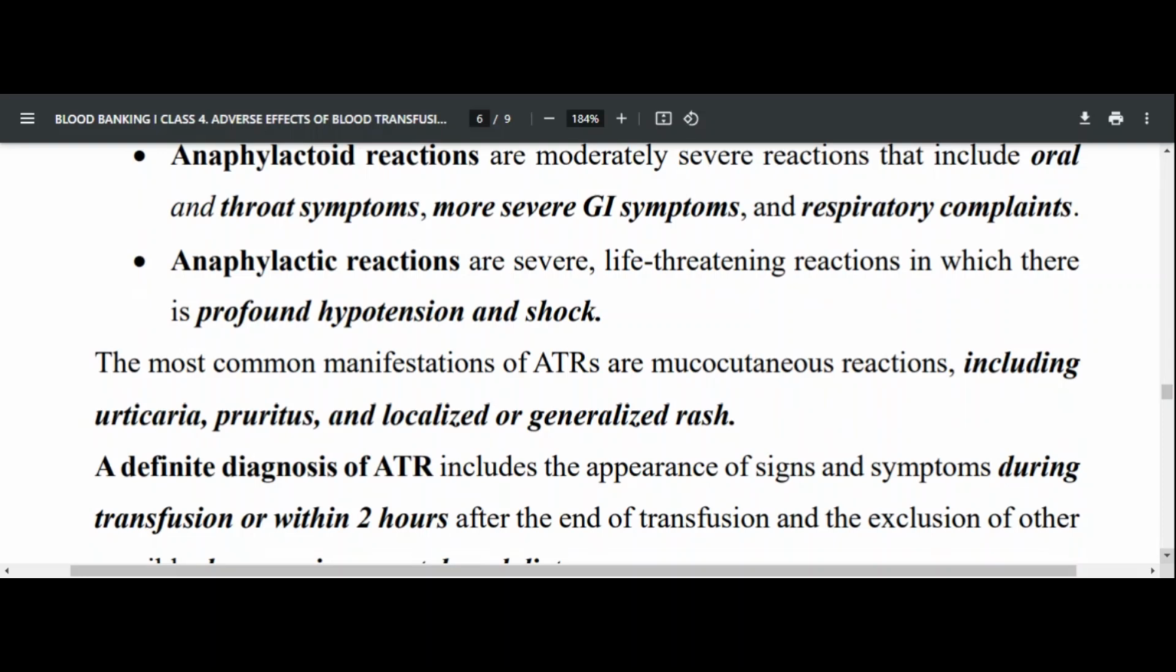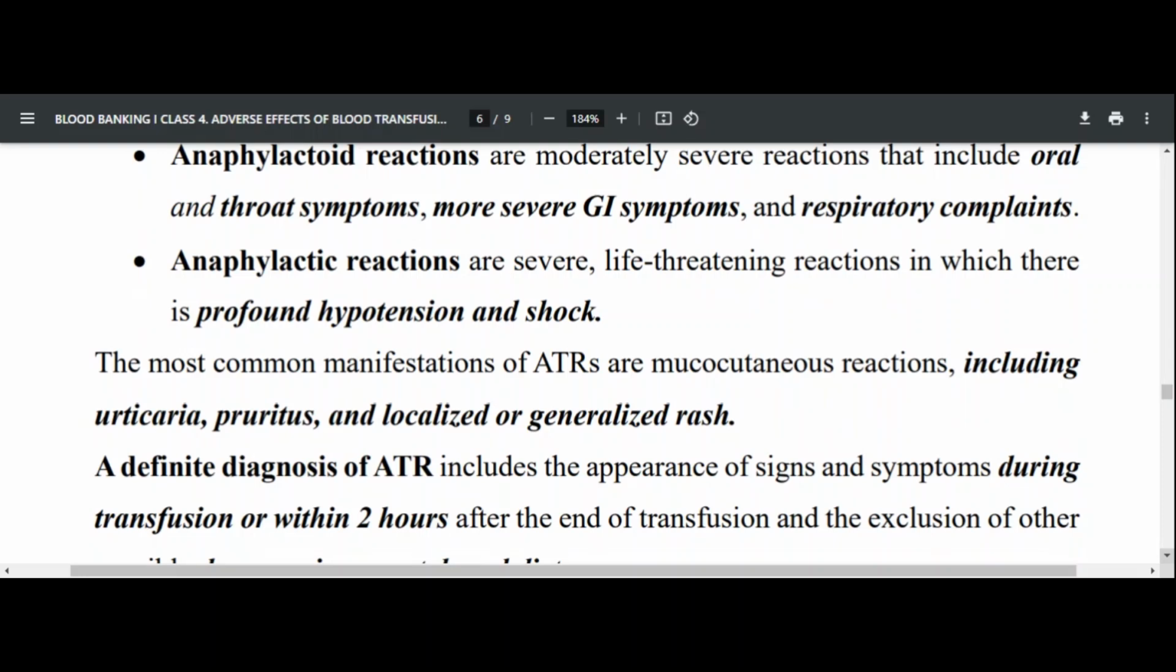So the most common manifestation of allergic reactions is mucocutaneous reaction, including urticaria, pruritus, and rash. That is primary. That is an allergic reaction. It is not yet anaphylactic or anaphylactoid. It is still allergic when you experience skin symptoms. So it is the most common.